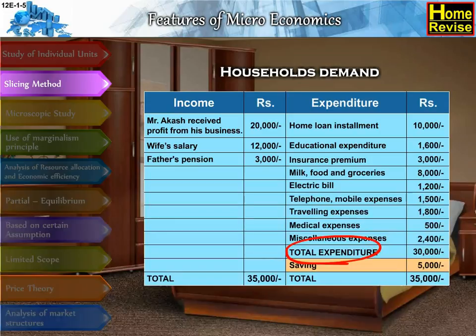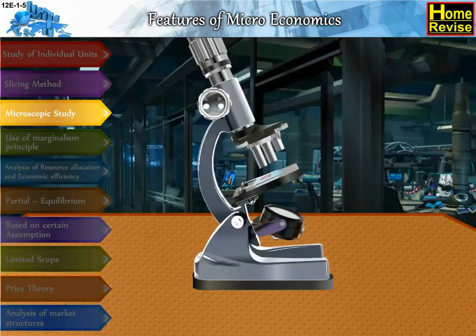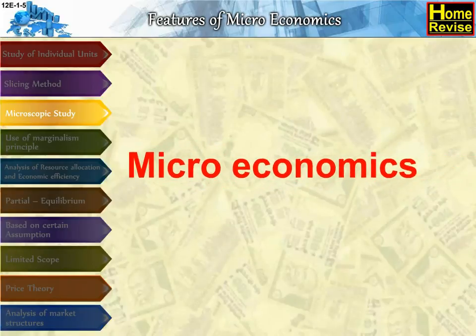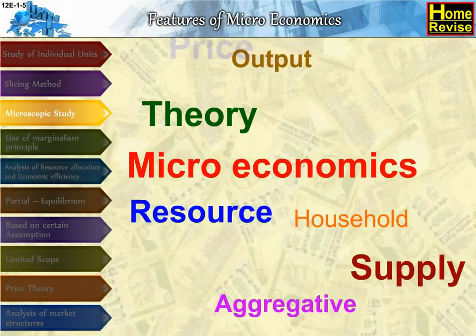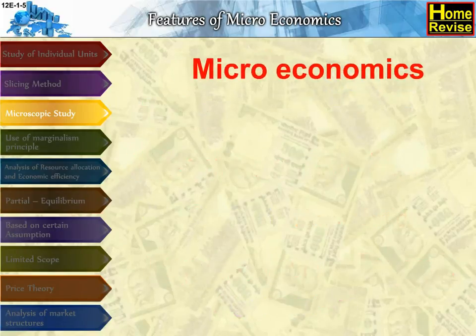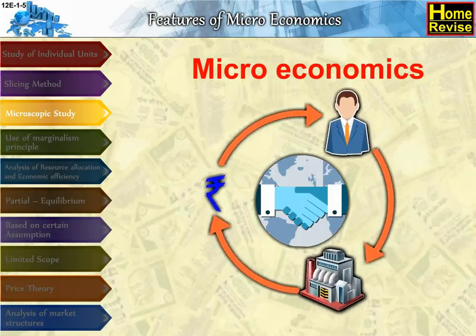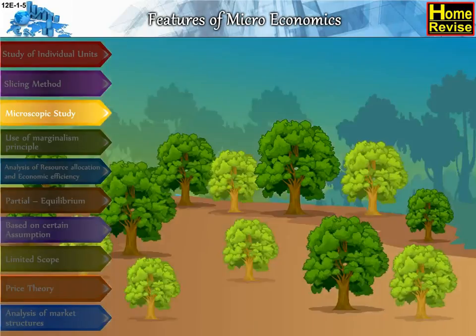The third feature of microeconomics is microscopic study. The way we use a microscope during school time to know about the small cell's functions, microeconomics is the microscopic study of the economy. Microeconomics consists of looking at the economy through a microscope to see how millions of the cells in the economy, such as individual consumers and individual firms, play their part in the working of the whole economy. It studies individual trees and not the whole forest.